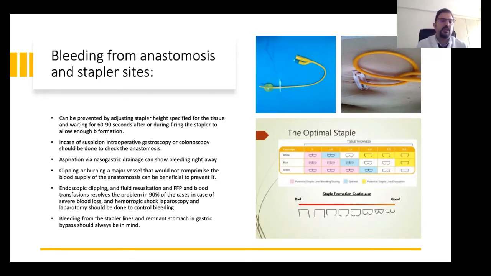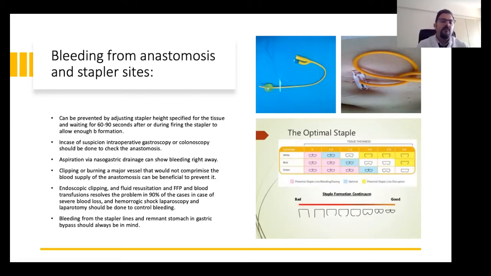So when we have a bleeding and are working up this patient, it is very easy to use an endoscope, if you are familiar with that, or a colonoscope into the organ, if you assume it's an intra-abdominal bleeding. But to show that, you can use a simple nasogastric drainage. You can put in a nasogastric tube, and when you assume there's bleeding from inside the organ, you can aspirate it and see if the bleeding is intraluminal or from outside structures.